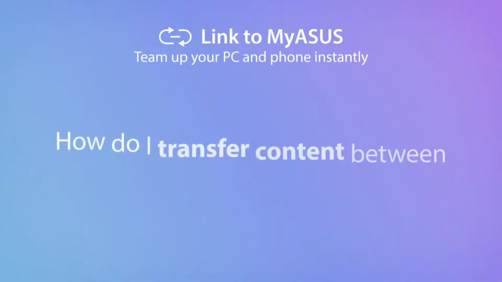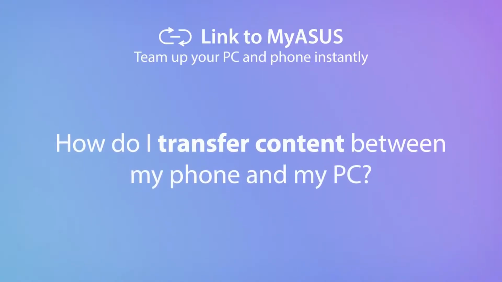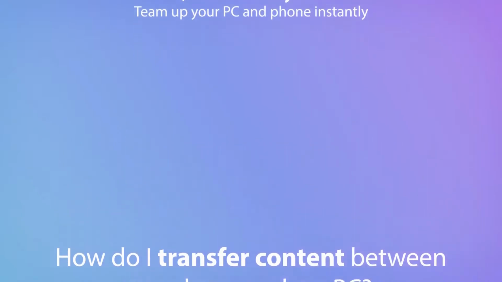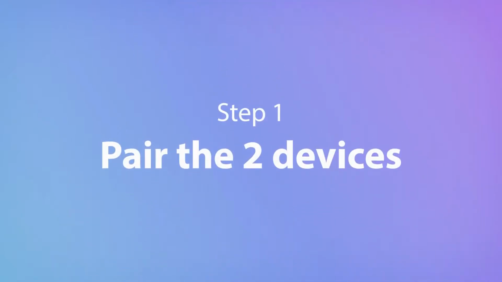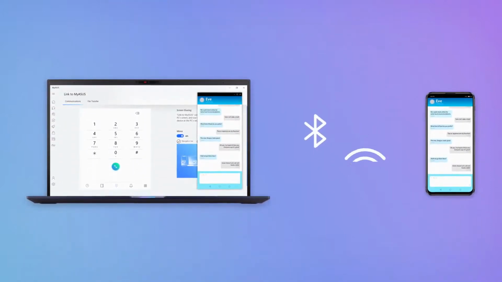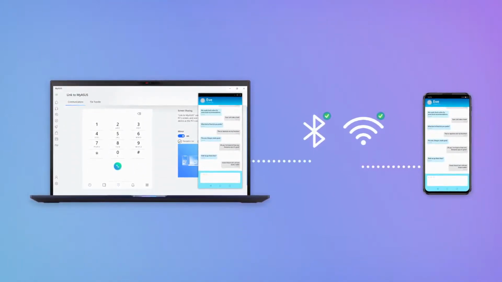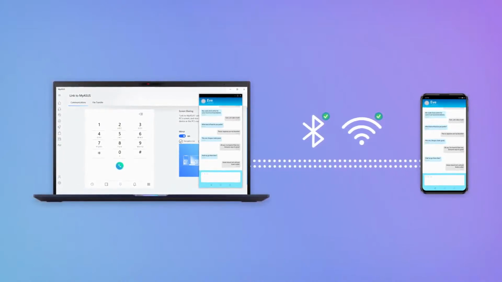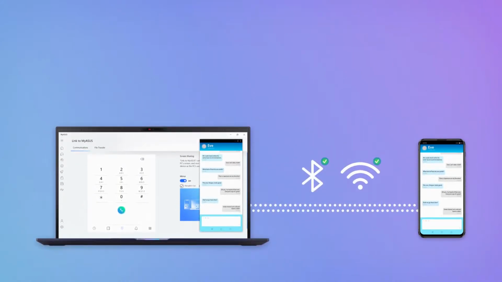MyASUS includes the handy Link to MyASUS tool, which makes it easy to transfer content between your phone and your PC. First, you need to pair the two devices. Enable Bluetooth on both devices and pair your PC with your mobile device. Also, make sure they're both on the same Wi-Fi network.